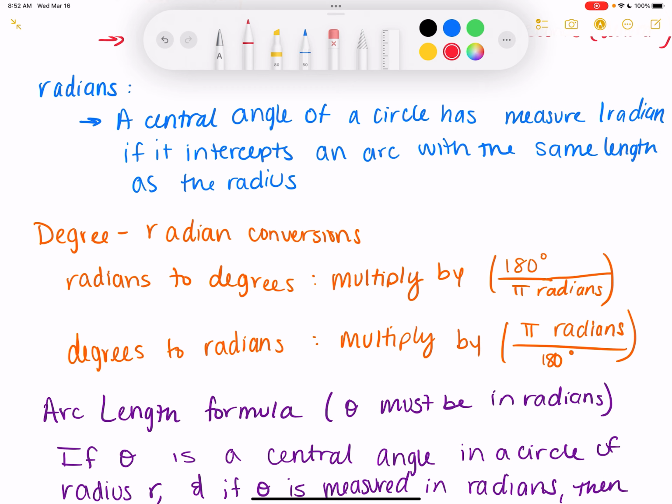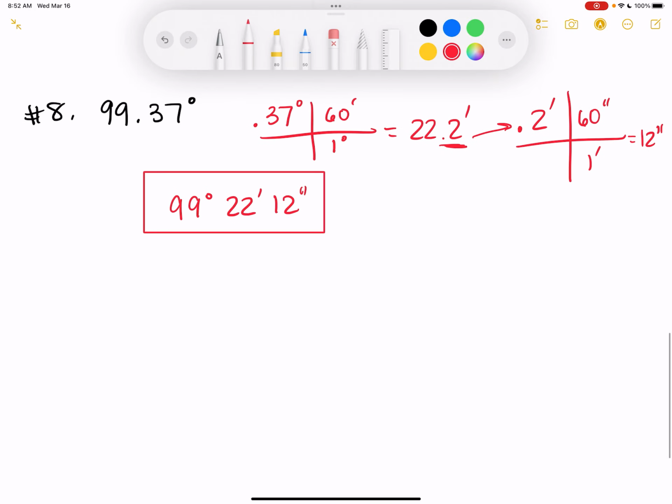All right, so the next ones we're going to do are these conversions: radians to degrees and degrees to radians. That's why I was like, what in the heck are you guys doing? And then I realized.